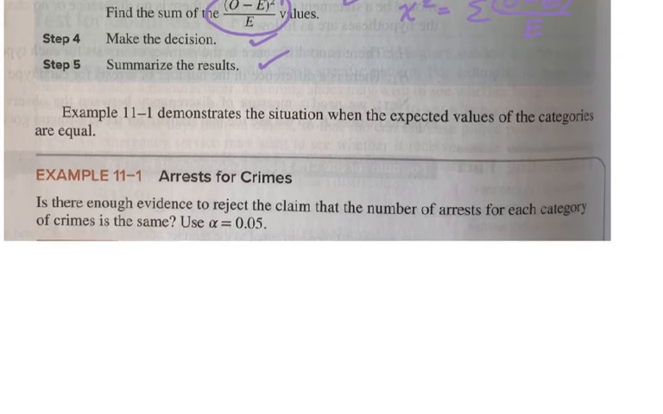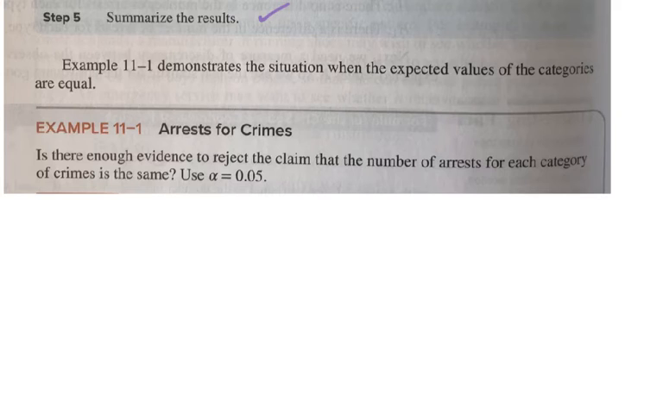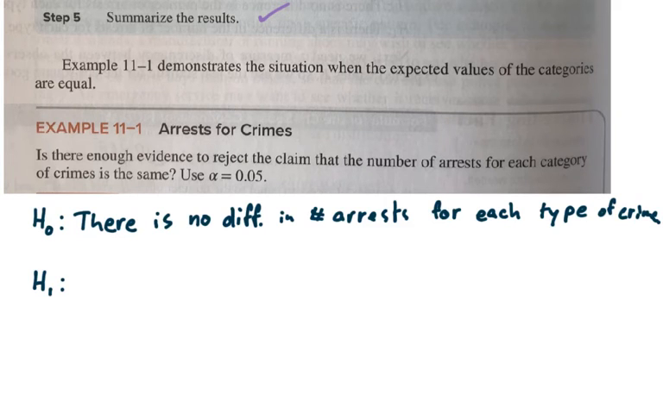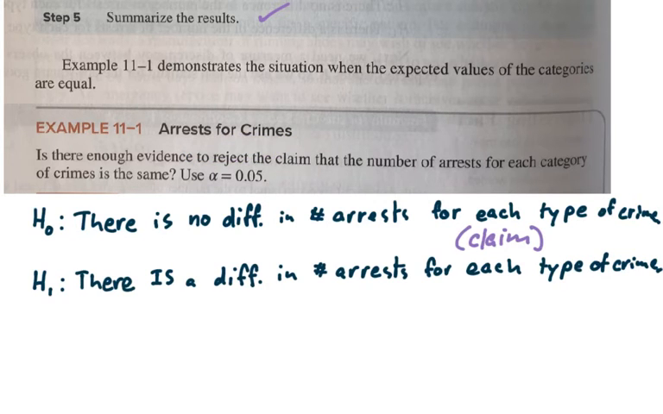So for this particular problem, our hypotheses would be H subscript 0, there is no difference in the number of arrests for each type of crime, and that's the claim that we're going to see if we can reject. And H subscript 1 is there is a difference in the number of arrests for each type of crime. So that was step 1, to state the hypotheses and, well, not so critical, identify the claim if possible.